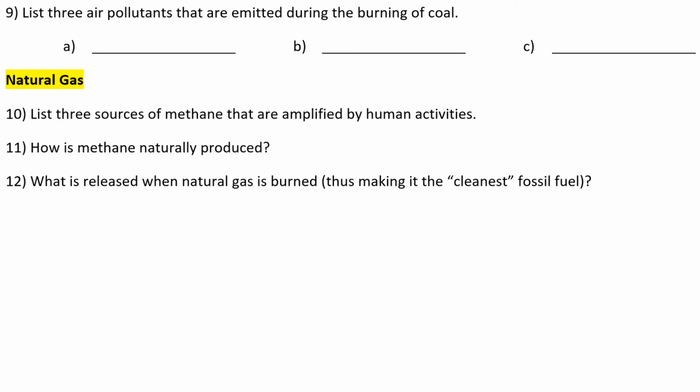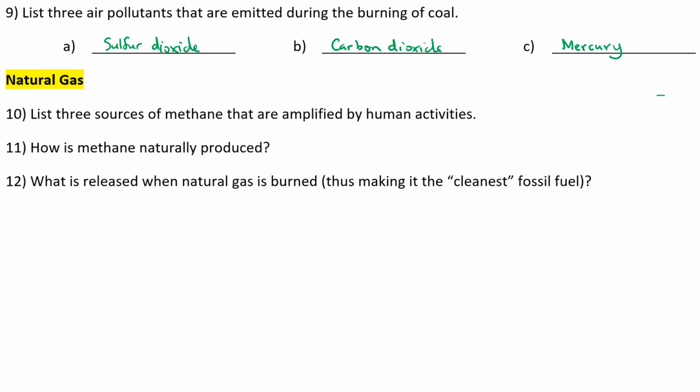Number 9, list 3 air pollutants that are emitted during the burning of coal. So the 3 air pollutants would be sulfur dioxide. We also have carbon dioxide. And last but not least, mercury.